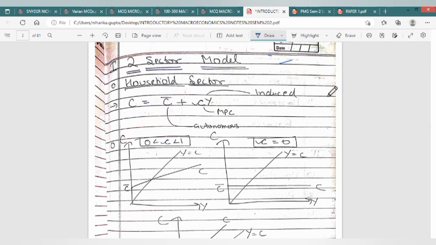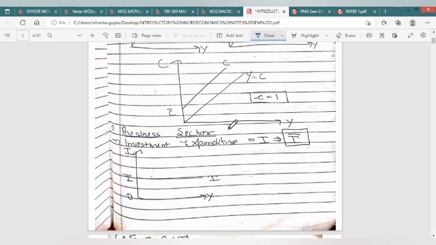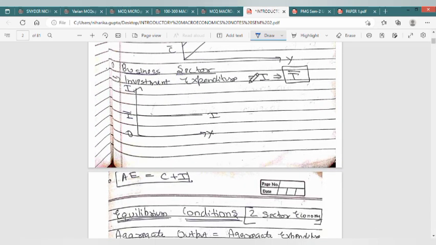Okay, so we have the two-sector model, as I have already explained. We have the household sector like this, in which there is consumption, and we have C bar plus small c into Y. Now this C bar is autonomous, and small c is the MPC. These are some basic things. You can see the diagrams here. We have the business sector, which makes investment expenditure, which we are assuming to be autonomous and given as I bar.